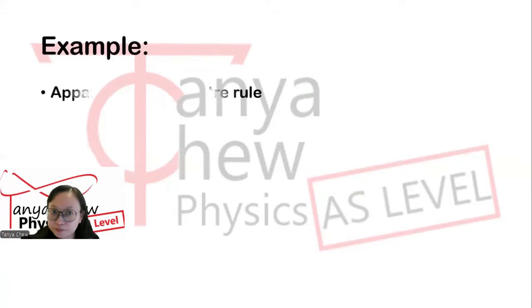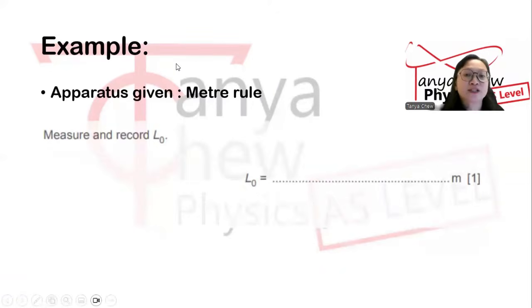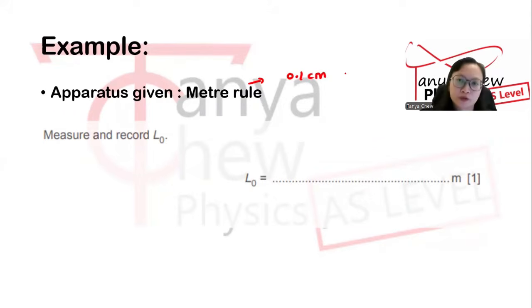I give you some example. Let's say one of the questions is related to the length measurement, and the apparatus given is your meter rule. They ask you to measure and record length, L0, and the apparatus given is your meter rule. So how are you going to go about that? First of all, you have to identify the smallest division or the sensitivity of your meter rule. The sensitivity or the smallest division of the meter rule is 0.1 cm. Or I can also say the absolute uncertainty of your meter rule is plus minus 0.1 cm.